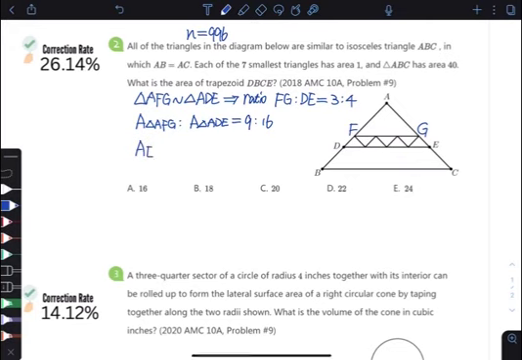Alright, so now we have found the answer. The area of this trapezoid DBCE is equal to the area of triangle ABC minus the area of triangle ADE. So we use 40 minus 16, that is 24, which is option E.